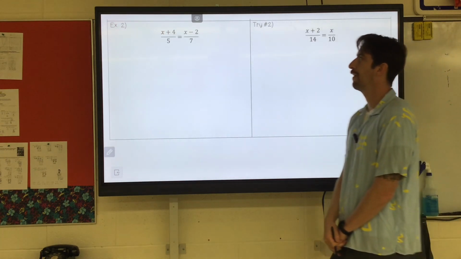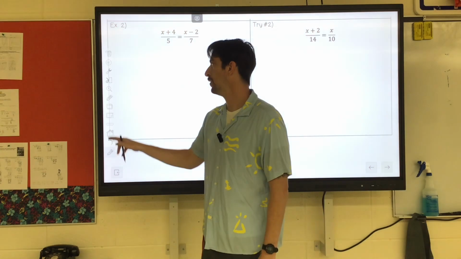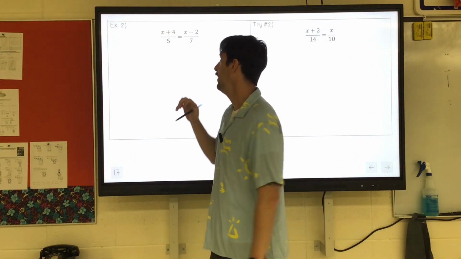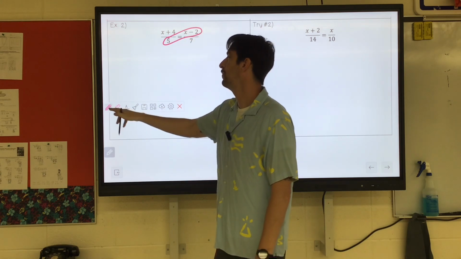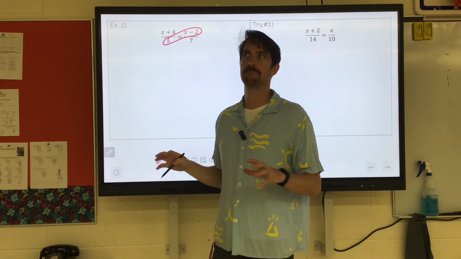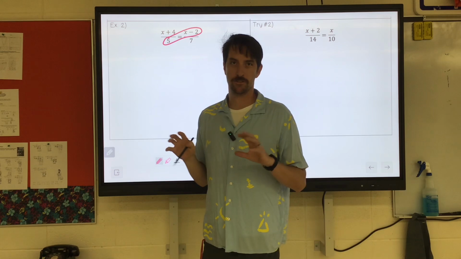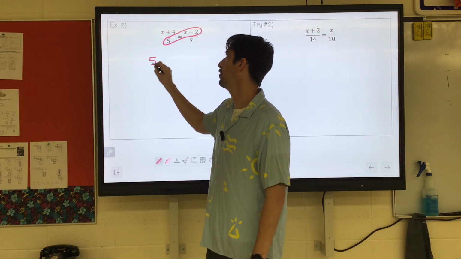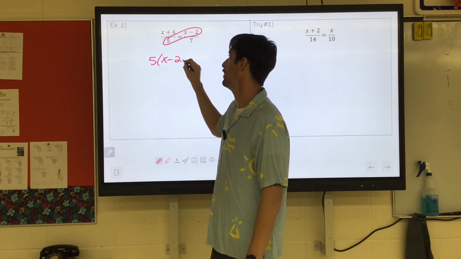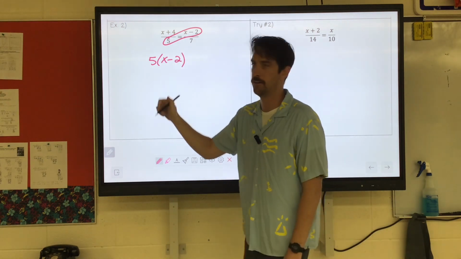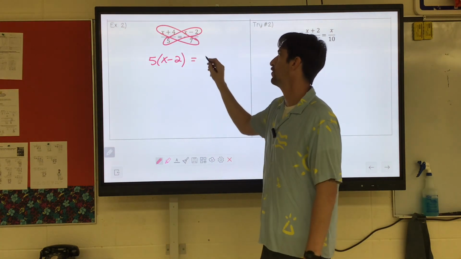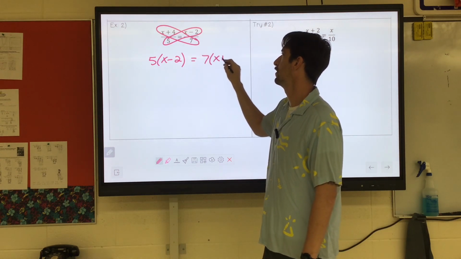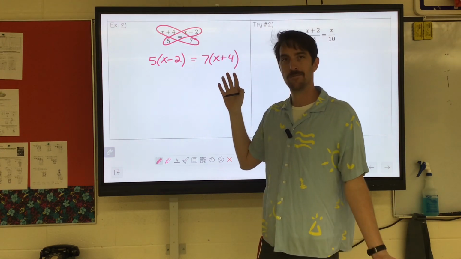All right. Here we go. So again, we're going to cross multiply. Now you could go ahead and just multiply 5 times each of these. For us, I'm going to have us write it as the proper equation first. So I'm going to write it like this. 5 parentheses x minus 2. And then we're going to distribute that for our next step. Equals 7 times x plus 4. We solve this and we're good.